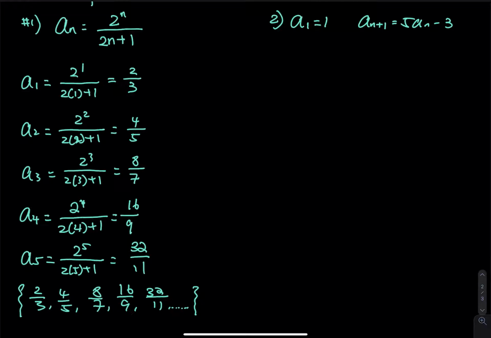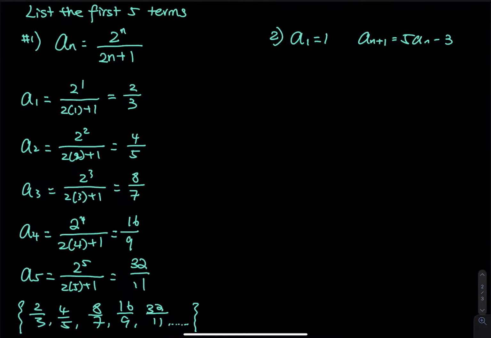Now, how about the other one? We have a1 equals 1, so the first term is equal to 1, and then the next term, a(n+1), is equal to 5 times the nth term minus 3. So when n is equal to 1, what do we have? When n is equal to 1, a1 is just equal to 1, so you plug in 1 to this n, right? So that will be 1 plus 1 equals 2. That equals 5 times a1 minus 3. So 5 times the previous term minus 3, which is 5 times 1 minus 3, right? That is equal to 2. So a2 is equal to 2.